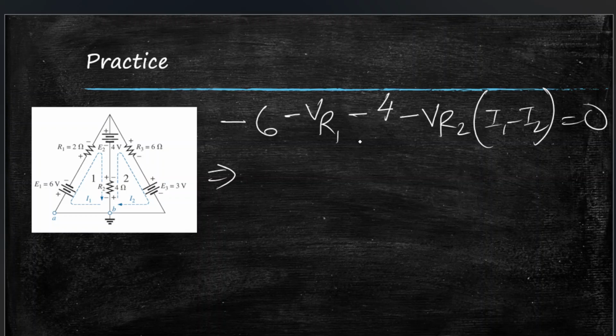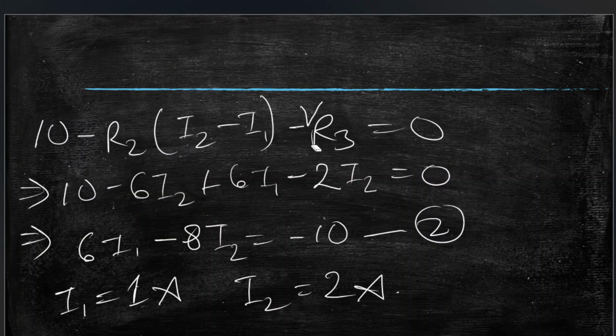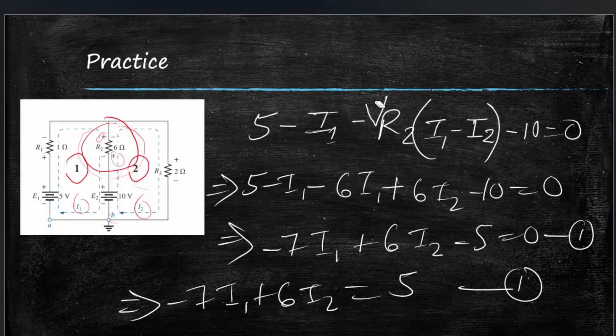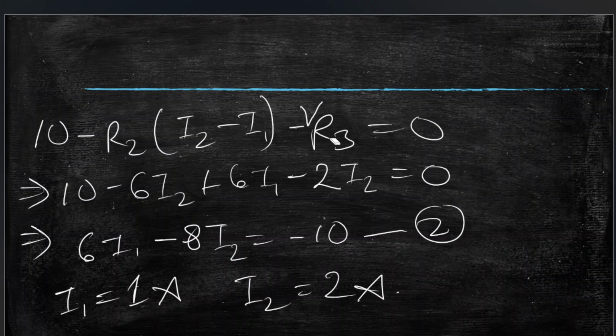Now let's substitute the values. So minus 6 minus VR1 will be minus I1 and R2, so 2 I1, and then 4, then minus VR2, which will be, wait, this won't be VR2, sorry, it'll be just R2, because we are taking the current values. I made the same mistake here. This won't be V, because R and I make V, but this one was VR3, this will be VR3.